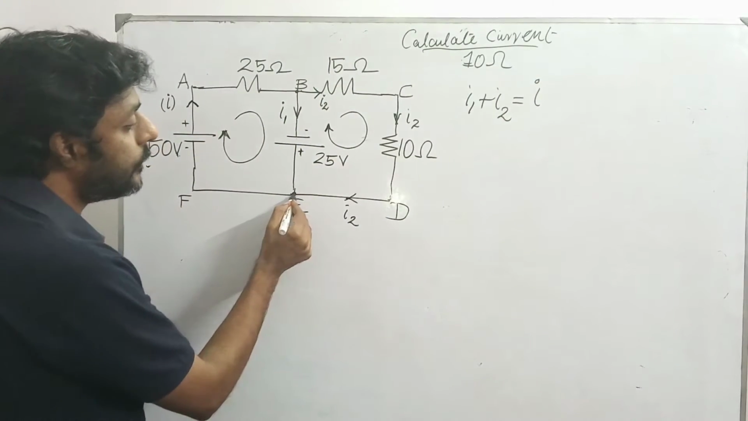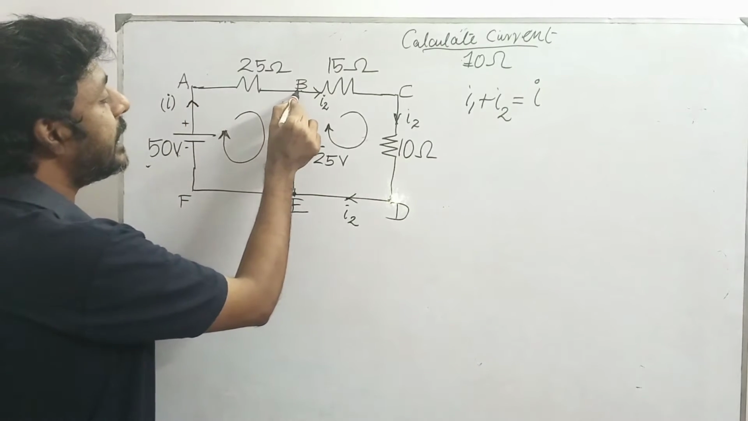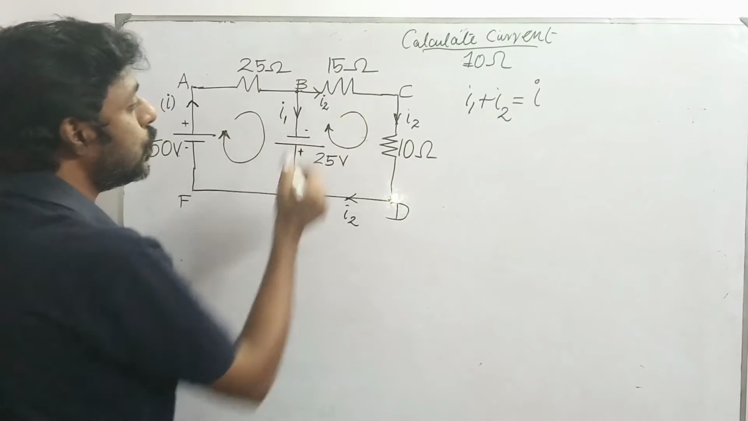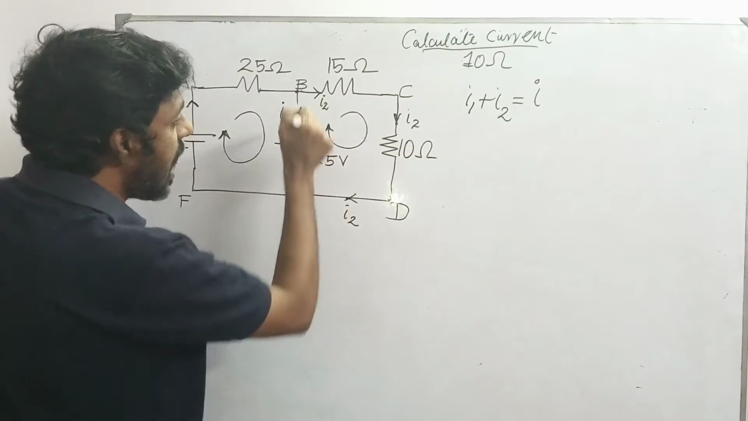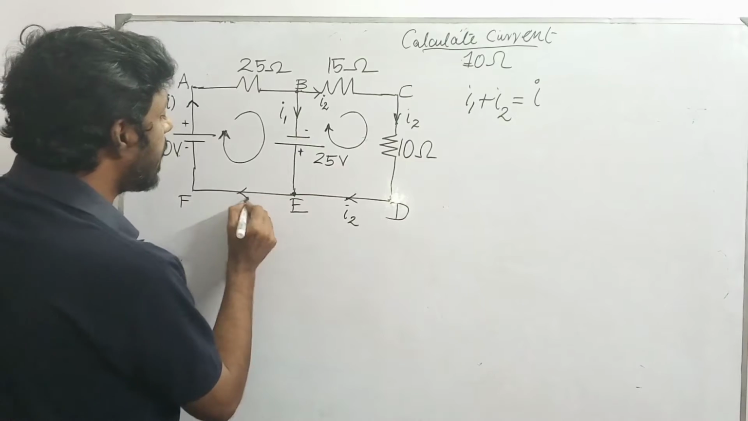Kirchhoff's current law. So I is the current. From here it will be I. It divides into I1 and I2. Similarly, at this point I1 and I2 join together in order to give a current I.